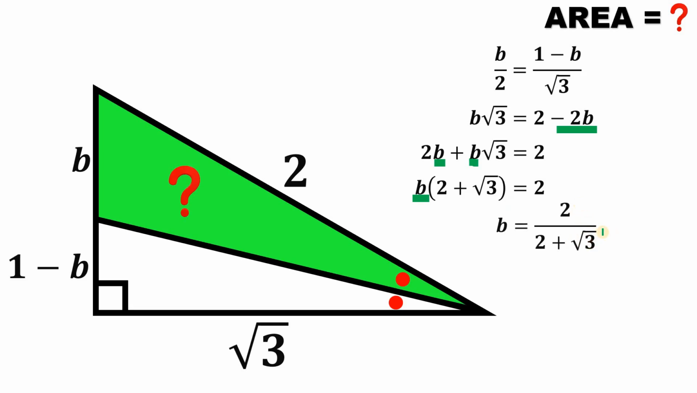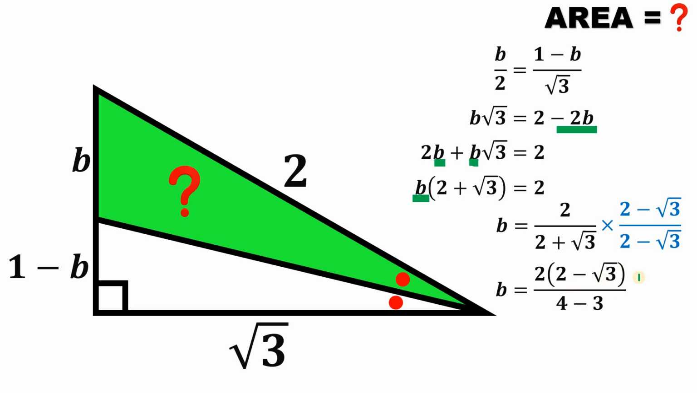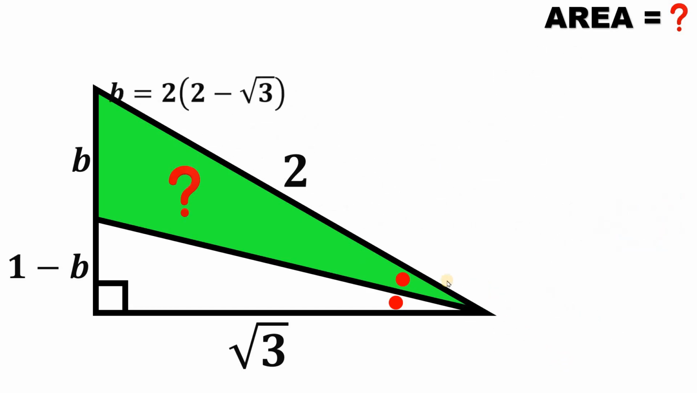Now, rationalize the right-hand side. So let's multiply by its conjugate, 2 minus square root of 3. So this will give us b equals 2 multiplied by 2 minus square root of 3 all over, we have 2 squared equals 4, and the square root of 3 squared equals 3. Now 4 minus 3 equals 1. Therefore, the value of b is simply equal to 2 multiplied by 2 minus square root of 3.